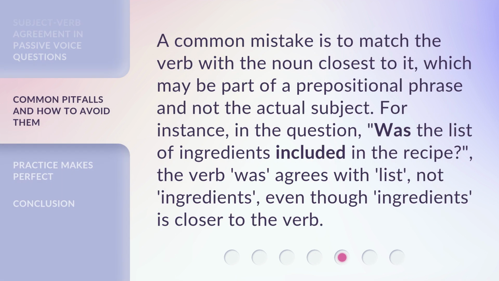A common mistake is to match the verb with the noun closest to it, which may be part of a prepositional phrase and not the actual subject. For instance, in the question, was the list of ingredients included in the recipe? The verb, was, agrees with list, not ingredients, even though ingredients is closer to the verb.